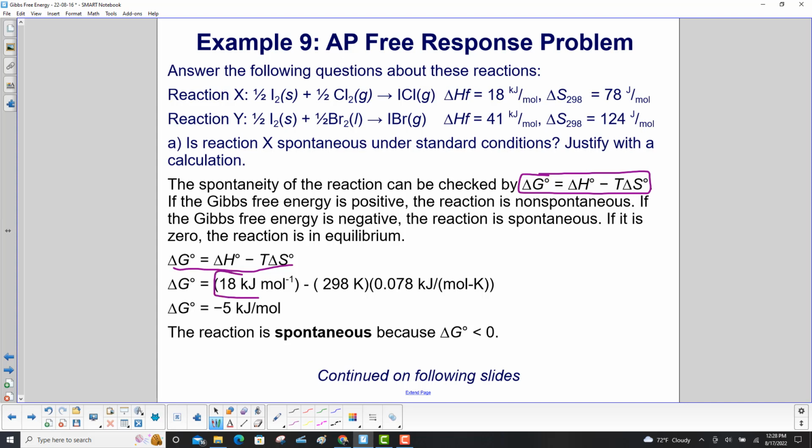We plug in the value for delta H, which we get over here. Here's the temperature. And be careful with this one. Delta S we have to put into kilojoules. Okay, up here it's in joules. So you move the decimal point 3 places. We get delta G naught is minus 5 kilojoules per mole. Therefore, the reaction is spontaneous.